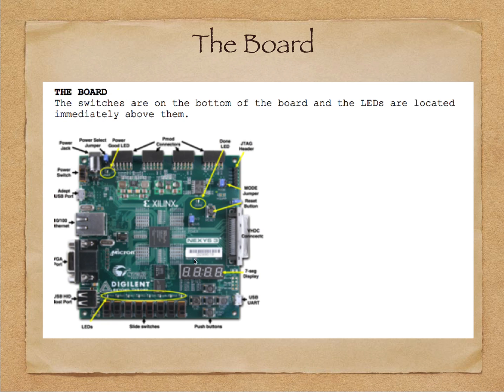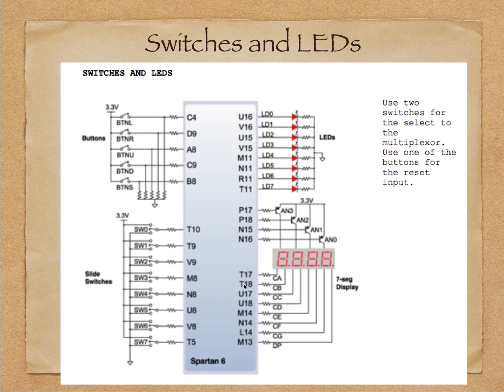Then we're going to put it onto the board. Notice that the board has 8 switches. We will use 2 of these for our select, but more important in this case, there are 8 LEDs that we'll use to display the 8 bits that we are counting. This shows you how we connect in the UCF our LEDs and our switches. Please use the 2 least significant switches, and then we'll see the outputs on the 8 LEDs.